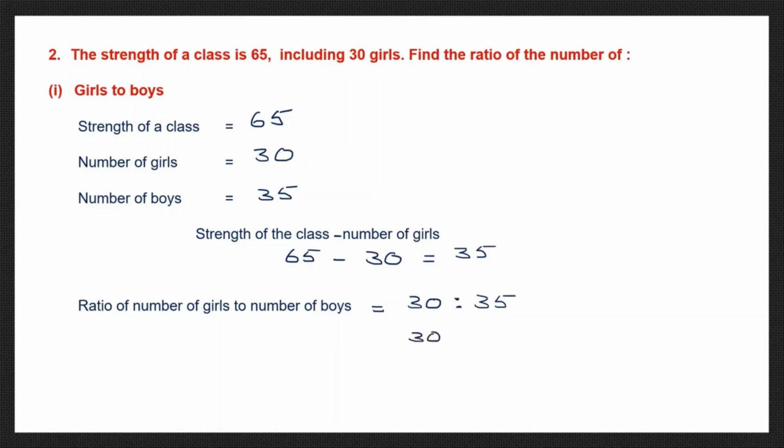First step, write it as a fraction. Then reduce it to the lowest term. Now we'll reduce it by dividing both by common factor, which is 5. 5 sixes are 30 and 5 sevens are 35. So we've got a fraction 6 by 7. Our ratio is 6:7. So the ratio of number of girls to the number of boys is 6:7.